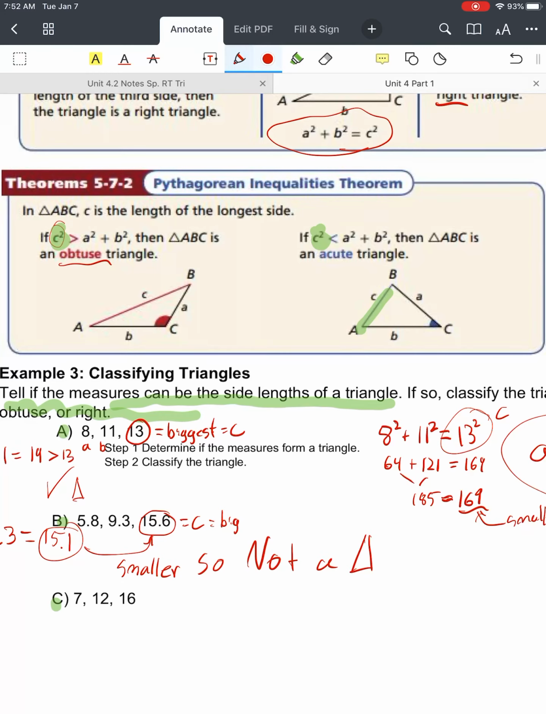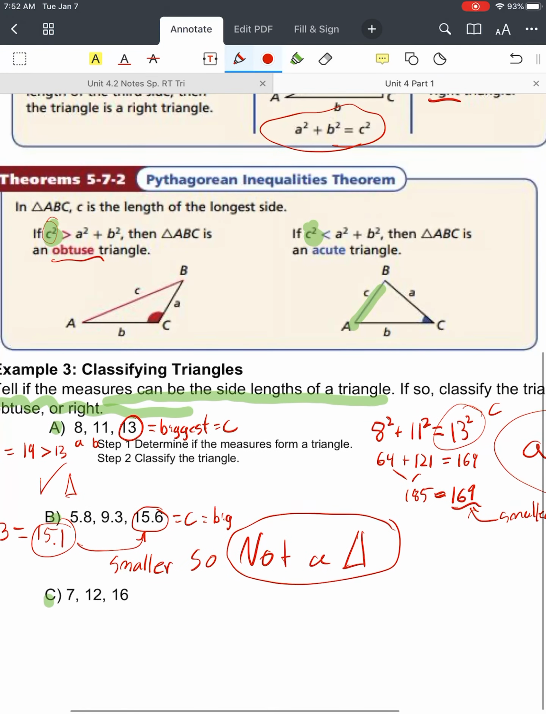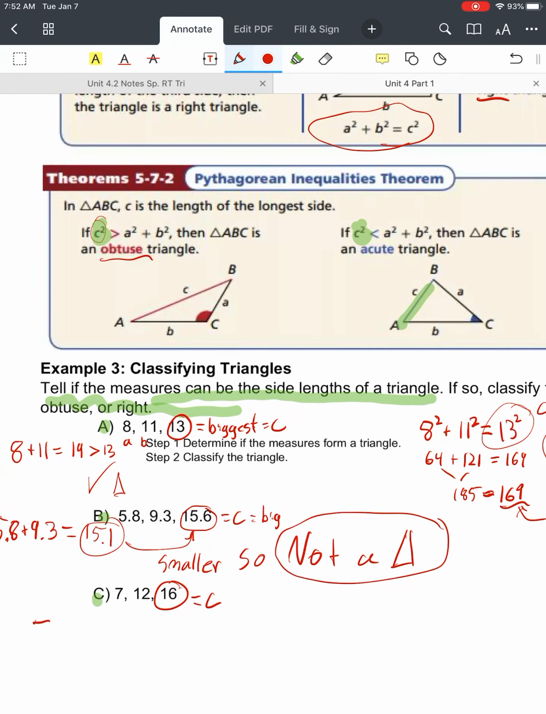If it's not a triangle, that means we can't classify it as a right triangle, acute triangle, or obtuse triangle. So that would be our answer. If it's not a triangle, we'll just leave it alone. The last one, this is our largest number, 16. Let's first see if it's going to be a triangle. This step, I understand you can probably do in your head, but if you could at least show this work right here, it will only take you like 2 seconds. So 19 is larger than 16, so yep, it is a triangle.